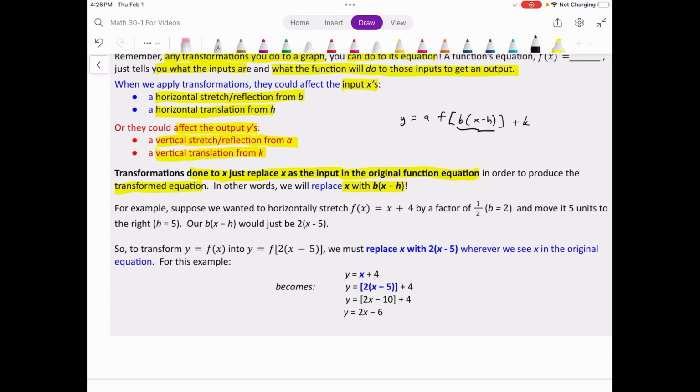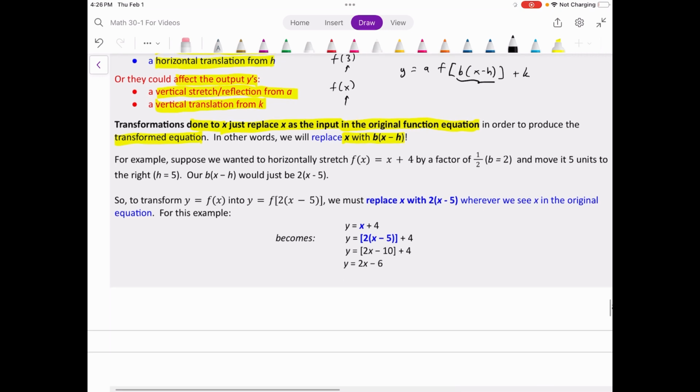For f of x, what are we inputting? X's. F of 3 means we're inputting 3, right? So f of b(x minus h) means now we're going to input b times (x minus h). That's why it's written this way. Function notation acts like instructions on how to transform the equation. The transformed equation is going to look like f of x, but you have to replace x with b times (x minus h). Then multiply it by a and add k, but we'll get to that in a second.